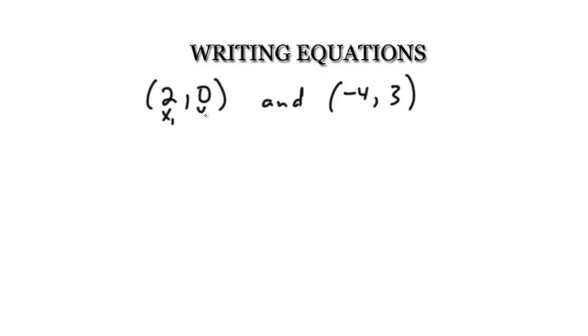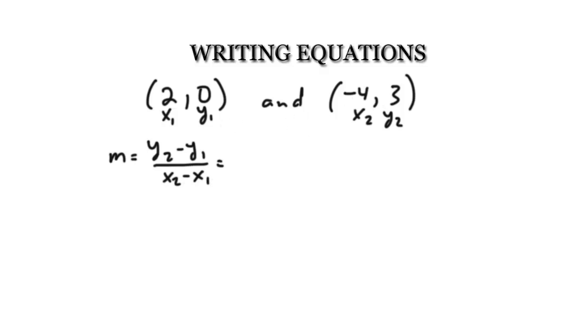Alright, so we made it to the last problem. Again, let's pick 2 points. Let's say we have (2, 0) and (negative 4, 3). So we have these 2 points. The first step is to label the points. So x1, y1, x2, y2. And then we have to find the slope, y2 minus y1 divided by x2 minus x1.